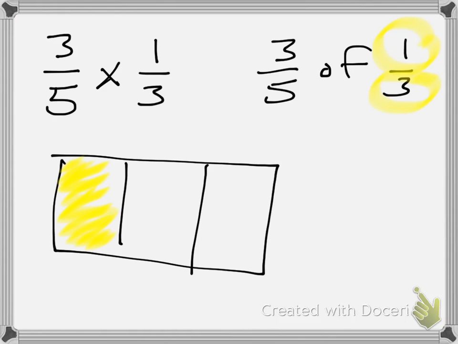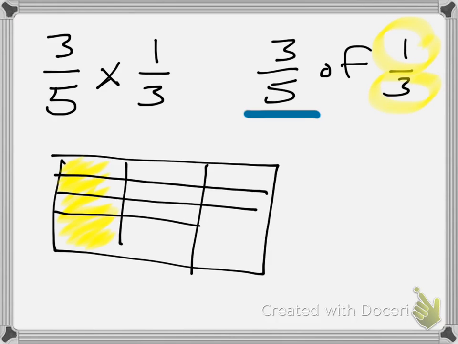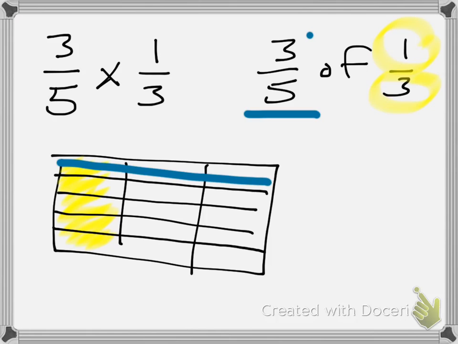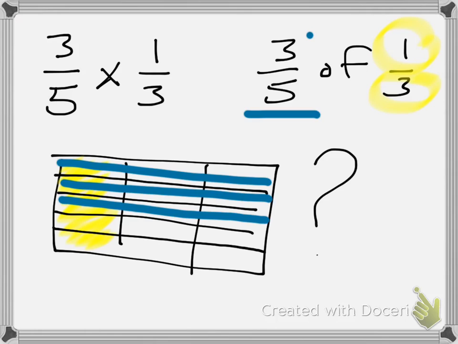Okay, now I'm going to divide it the other way to make fifths, because we have 3/5. So I'm going to go this way, and I'm going to make 5. 1, 2, 3, 4, and I got 5. And how many of those do I want? Well, it looks like I want 3 of them. So I'm going to go 1, 2, 3. Now my question, which pieces do I want? I want the double underlined pieces. And so I'm going to count those. I've got 1, 2, 3. I got 3 double colored pieces.